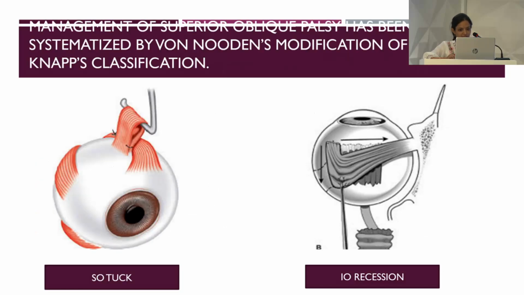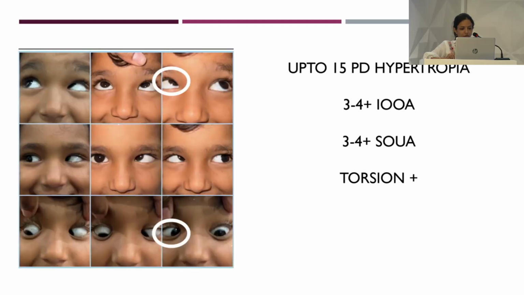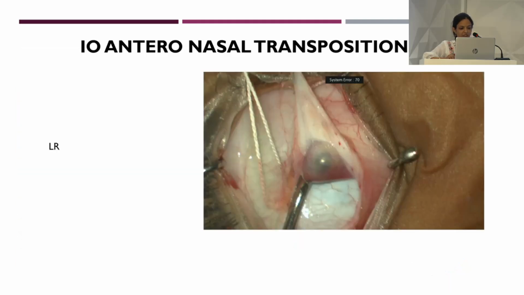in a particular case. Yet by von Uden's modification of the NAPS classification, we are advised to do either a superior oblique tuck or a graded inferior oblique recession. But when the hypertropia is more than or equal to 15 prism diopters, a large degree of hypertropia, inferior oblique overaction of more than 3 or 4, and a big SO underaction and gross torsion, we have to touch two muscles in this situation. That is, we might have to do superior oblique tuck plus inferior oblique recession.